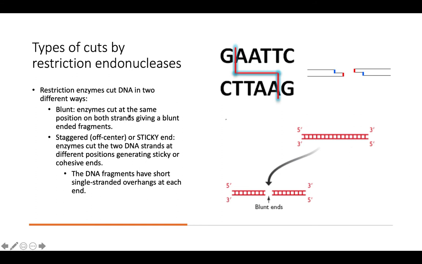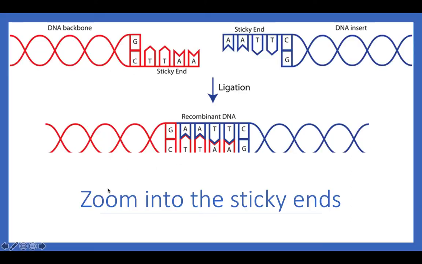So enzymes that cut at the same position on both strands, giving a blunt end. These are the blunt end cuts of the restriction enzyme, and the staggered or the sticky end are those that leave those sticky hanging cohesive ends. So zoom into the sticky ends. هاي هون مثلاً. So TTAA. So they will come if you cut them like this.